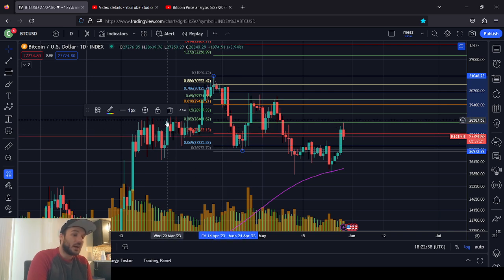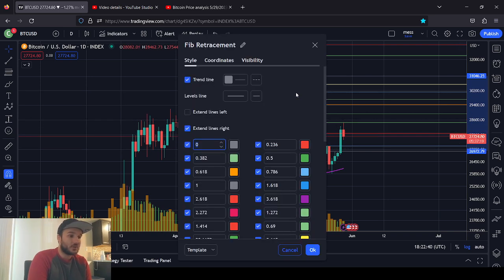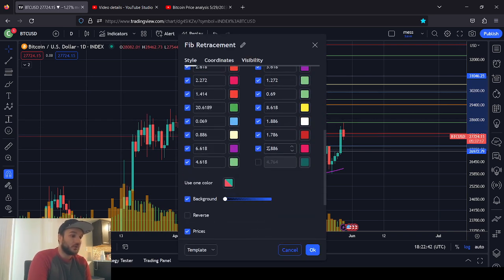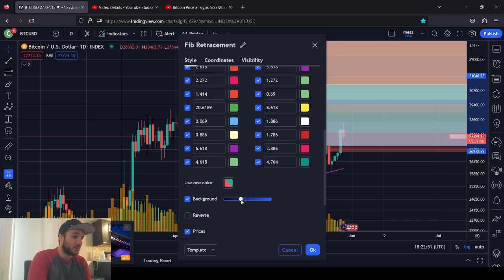Your fib tool will not look like this. If you want to customize it, just go in, click. You can put all your own little numbers in here. You don't have to activate all of them, but I've got all these little guys activated. Your background might be on it. It might look something like this.